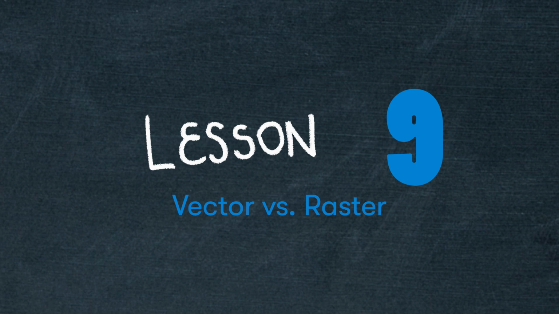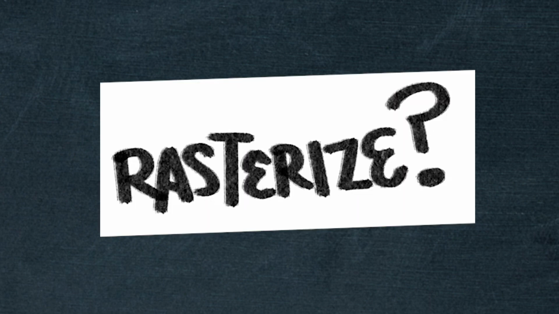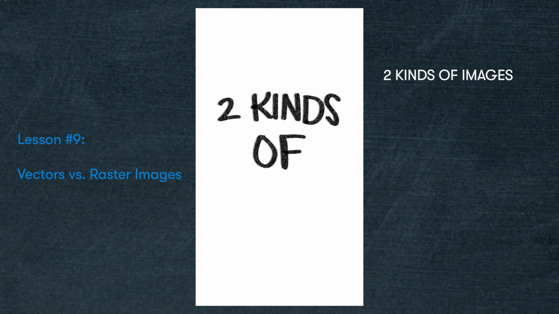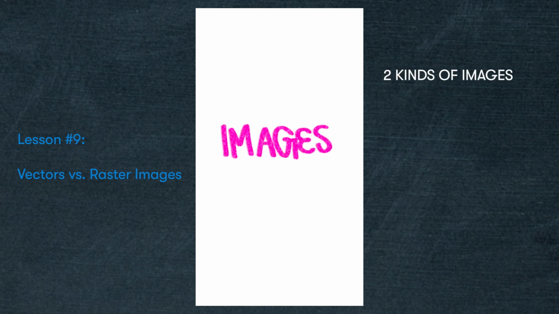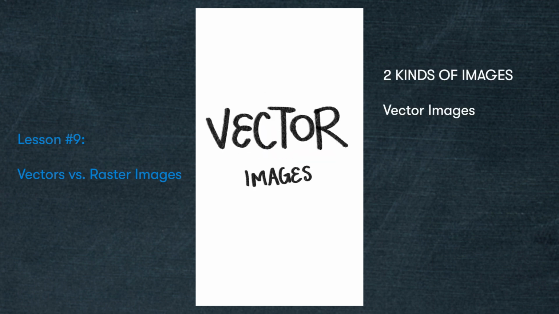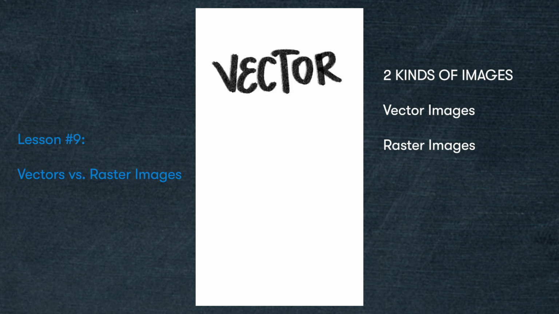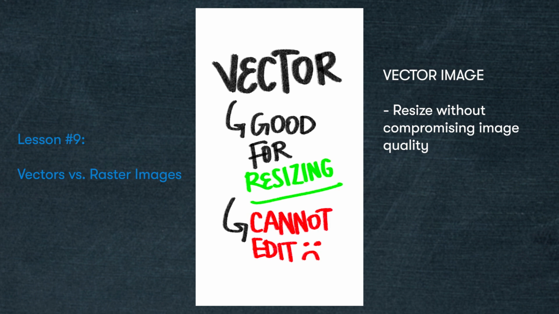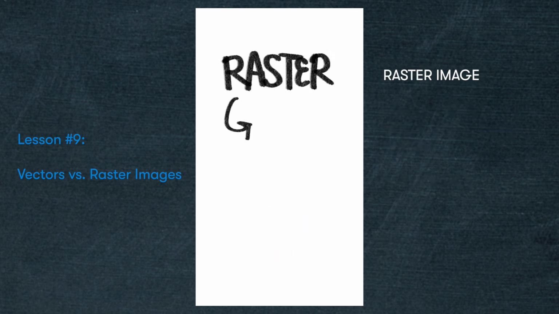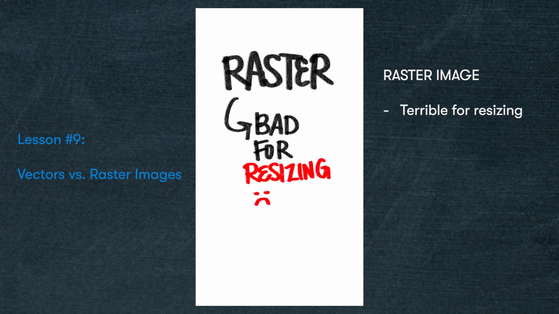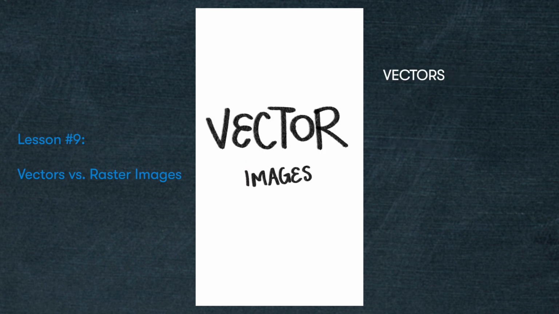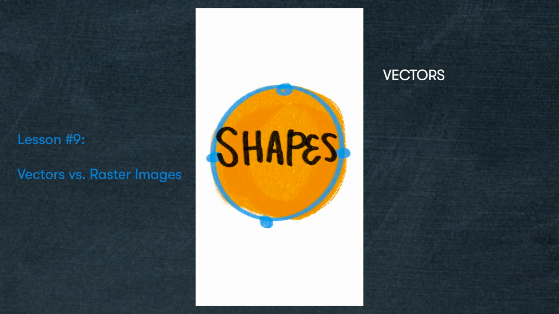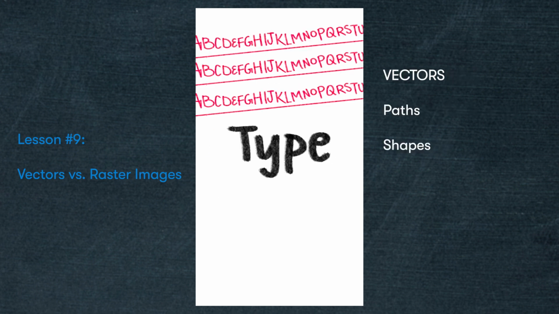What is the difference between a vector versus a raster? And what does it mean to rasterize something? In Photoshop, there's two different kinds of images. There are vector images and there are raster images. With a vector image, you can resize it without affecting the quality of the image, but you cannot edit it. With raster images, it's the opposite. Not so good for resizing, but you can edit them. Examples of vector images are paths, shapes, type.